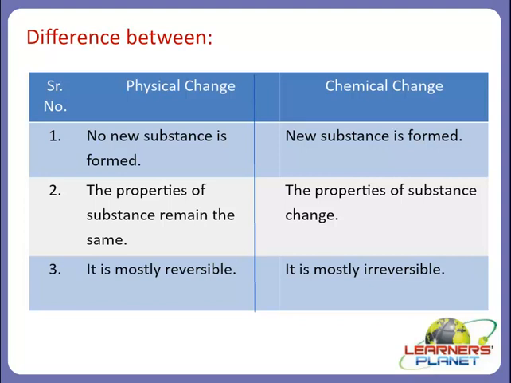Now let us discuss about the difference between physical change and chemical change. Yes, in physical change, no new substance is formed, and in chemical change, new substance is formed, like we discussed, burning of a candle wax. In physical change, the properties of substance remain the same, but in chemical change, the properties of substance change. In physical change, it is almost or mostly reversible. It can be reversed back. But chemical change is mostly irreversible. So we can say that they are not totally reversible or irreversible, but they are mostly reversible or irreversible.